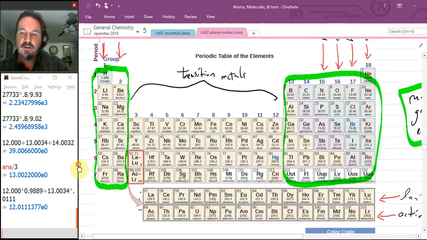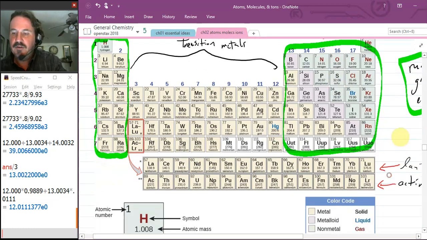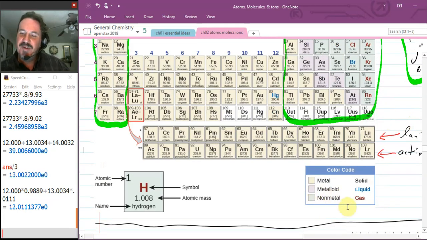All right, so this green type of color right there, what is that? Oops, I keep grabbing that picture by mistake. Just want to scroll. There we go. The green are the nonmetals.